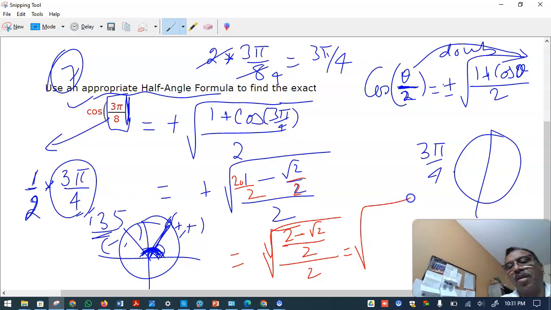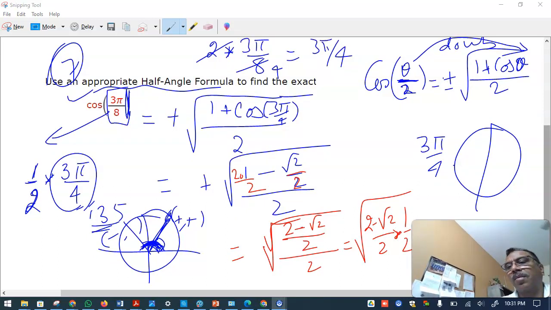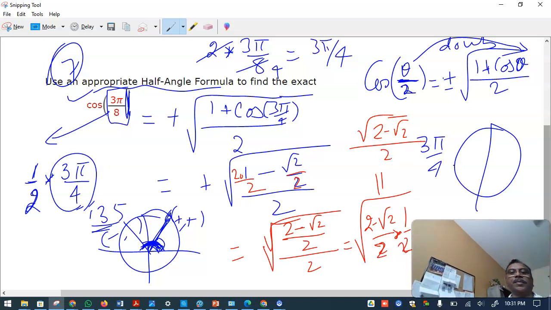And then you use keep change flip. And your final answer is root 2 minus root 2. And there are two 2's here, so it becomes 2. Get that? So this is how you're supposed to find out.